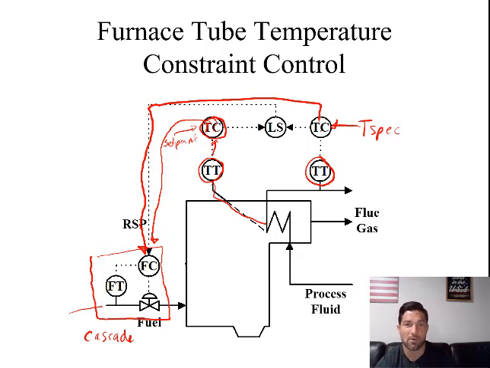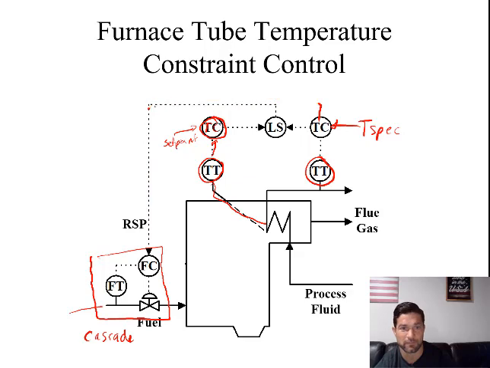Okay, but we don't want both of these. We don't want both of the signals going to the valve. We only want one signal going to the valve. The signal that we want going to the valve is mainly this signal, but if the temperatures are at the constraint, we want it to be this signal. So the way that this is implemented, let's go ahead and erase this line right here and this line right here.